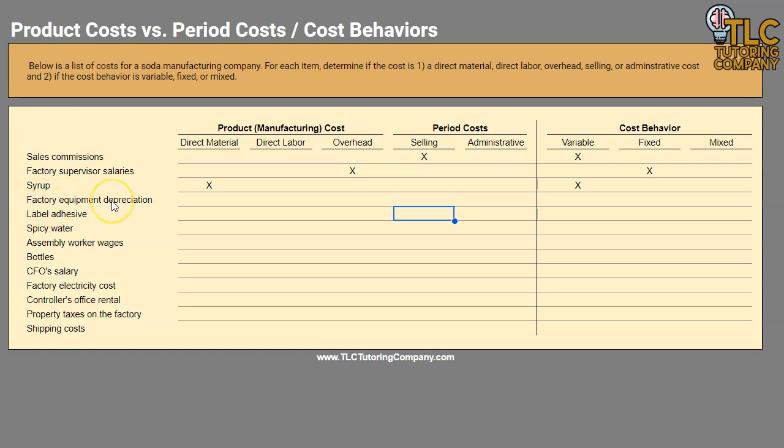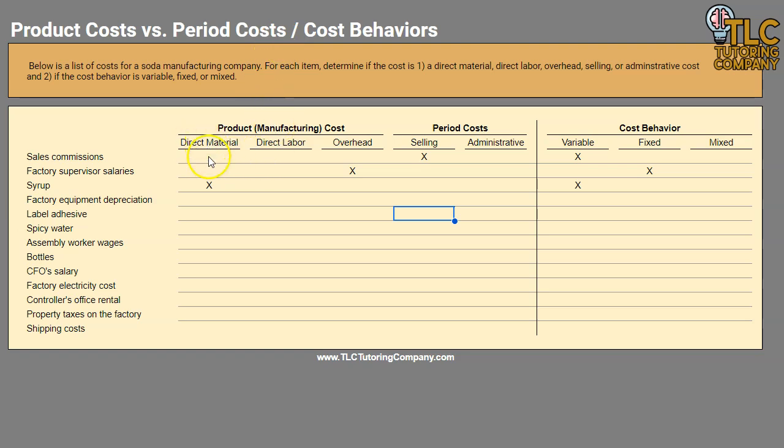Factory equipment depreciation. All right, so let's start with, is it a product cost or a period cost? Factory equipment depreciation, if it has to do with the manufacturing process, it is a product cost. Since this is the depreciation for the equipment in the factory, think anything related to the factory. If we weren't manufacturing these goods, we wouldn't even have to worry about this. Since it is there because we have a manufacturing department, that is a product cost, right? So I know it's product.